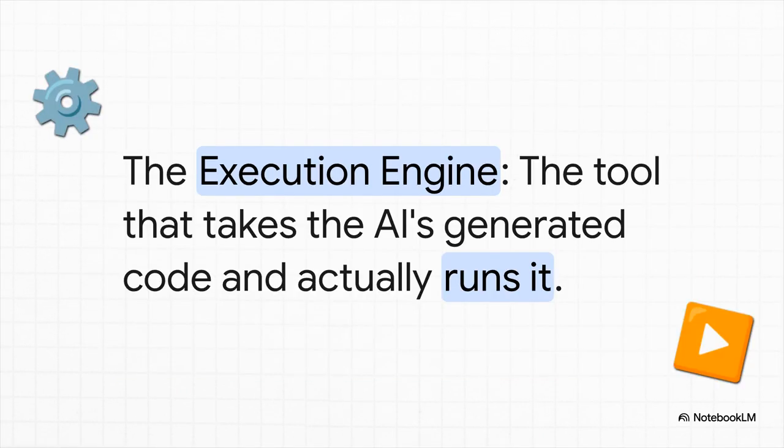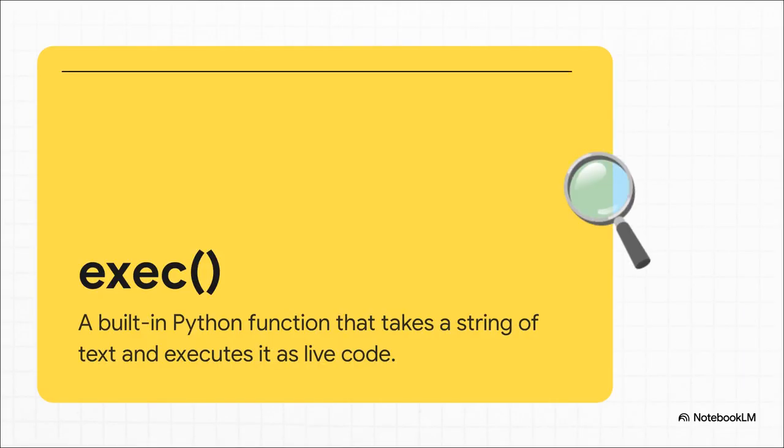Okay, secret number 2 is the execution engine. Because look, the AI can write brilliant code all day long, but if there's no way to actually run that code and see what happens, it's totally useless. The engine is what presses the go button. In this specific example, the engine used a built-in Python function called exec, and this function is, well, it's incredibly powerful. It can take any string of text and just run it as live code. It's the bridge that turns the AI's idea into a real action.